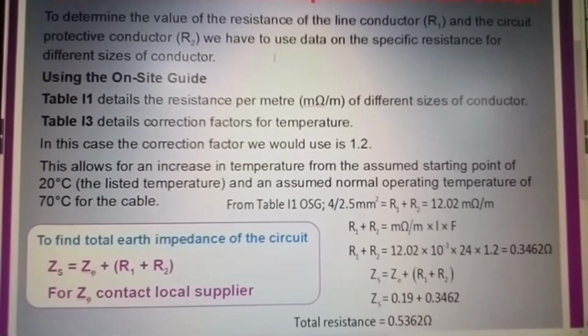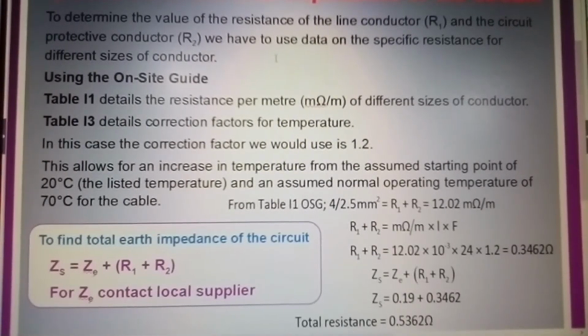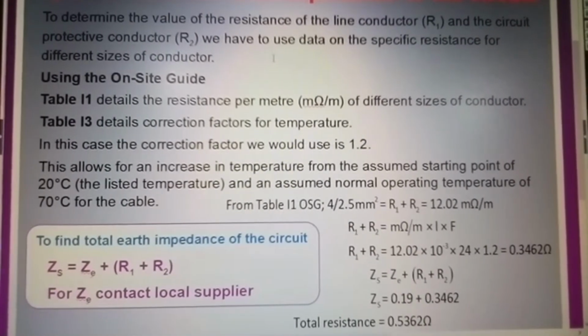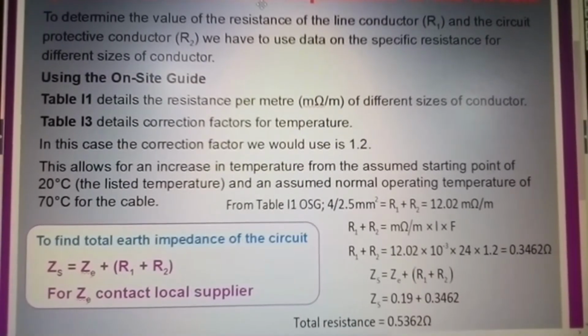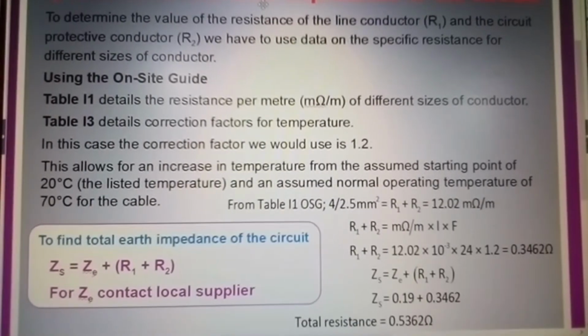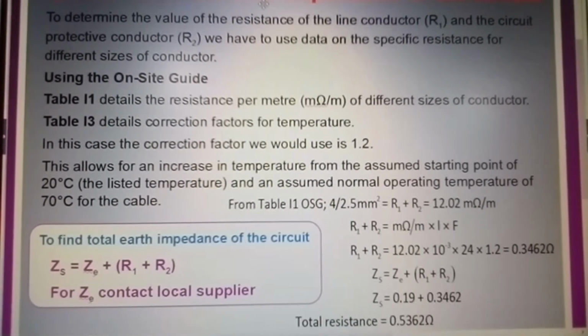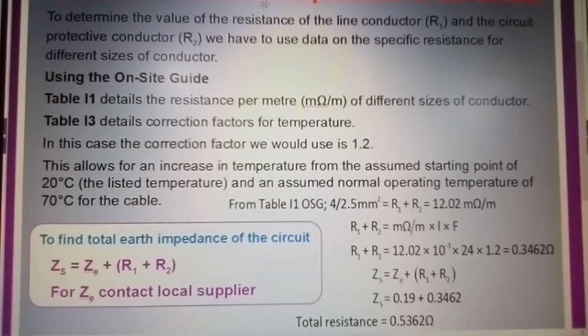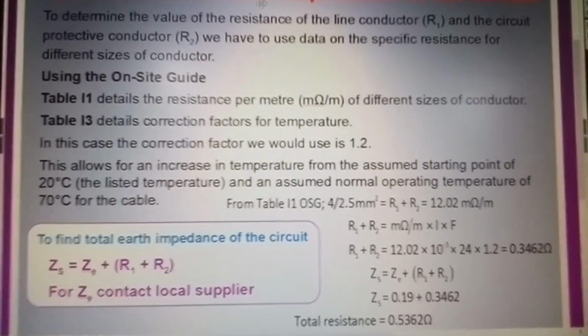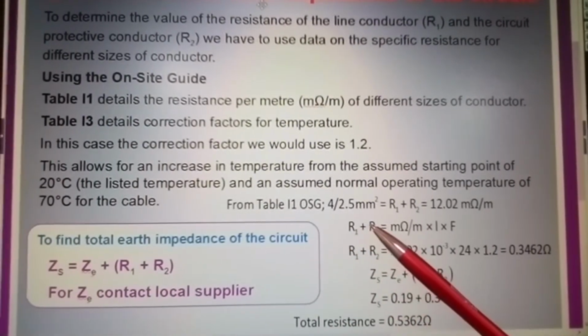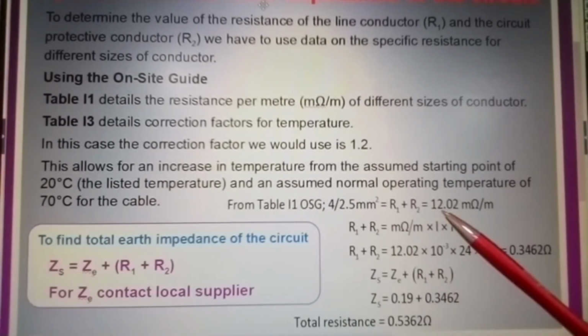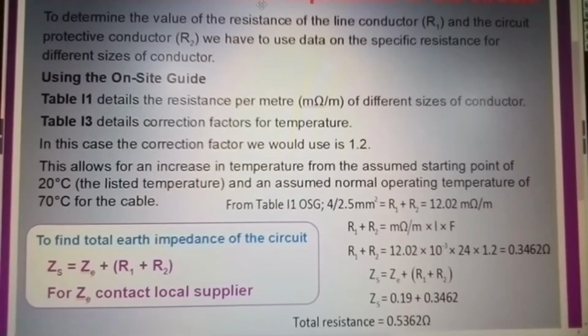But for some reason, I may be considering this being a change to this in the new regs, but don't hold me to it. Check it, check it, check it. Okay, this allows for an increase in temperature from the assumed starting point of 20 degrees Celsius, the listed temperature, and an assumed normal operating temperature of 70 degrees Celsius for the cable. From table I1 OSG, for 2.5 millimeter cable, R1 plus R2 equals 12.02 ohms per meter.